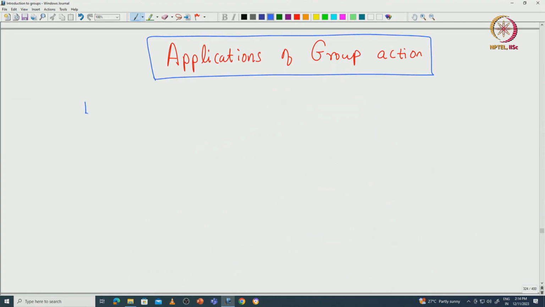Welcome back everyone. In this lecture we will continue with the group action and we see various applications of group action. So let's begin. Let G be a group and X be a non-empty set. So let's say G acts on capital X via some homomorphism tau.